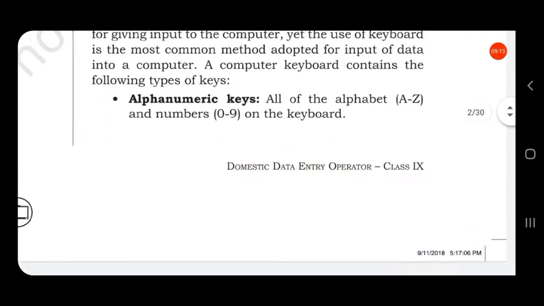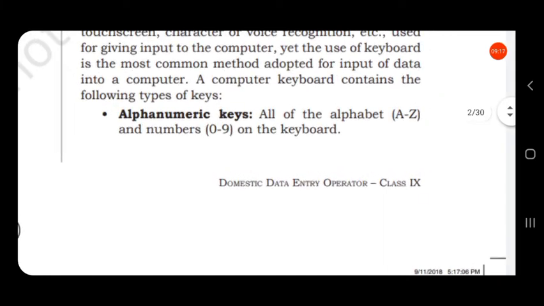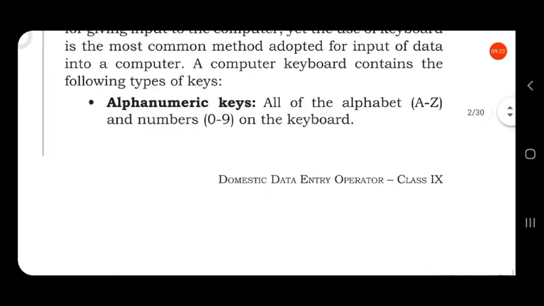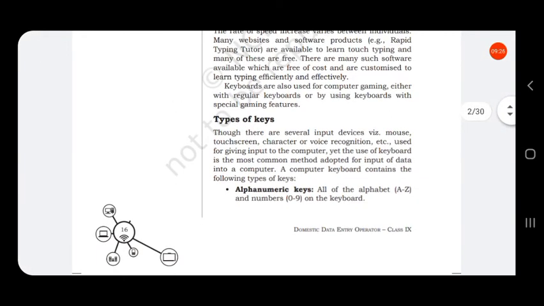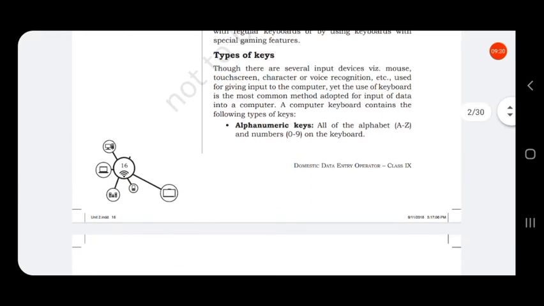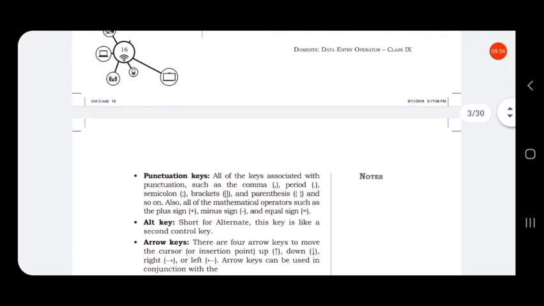The first form of computer key is the alphanumeric key. All of the alphabets and numbers on the keyboard come under alphanumeric keys. That is, keys from A to Z and numbers from 0 to 9.